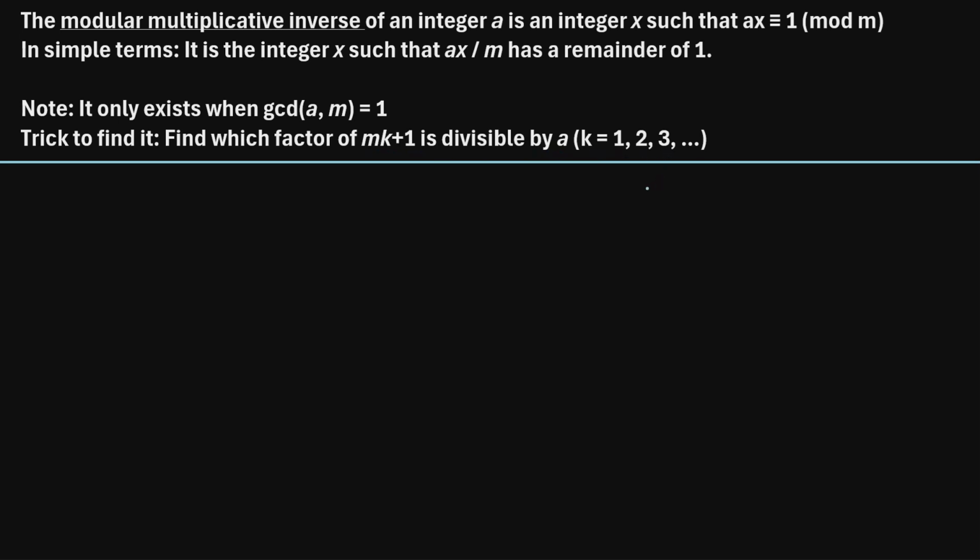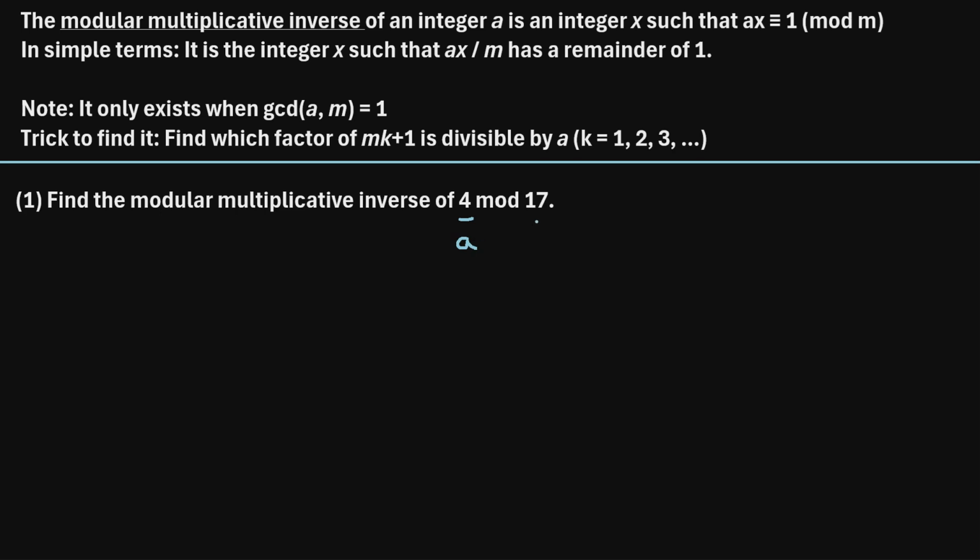So let's take a look at a few examples of how to actually find the modular multiplicative inverse. This first example says, find the modular multiplicative inverse of 4 mod 17. So this 4 right here will be our a. This 17 will be our m. So remember, we first have to check, does the modular multiplicative inverse even exist? And it only exists if the greatest common divisor between a and m is equal to 1. So the greatest common divisor between 4 and 17 is indeed equal to 1. Another way of saying that is that 4 and 17 don't share any factors, so their greatest common divisor must just be equal to 1. So we know that the modular multiplicative inverse does exist.